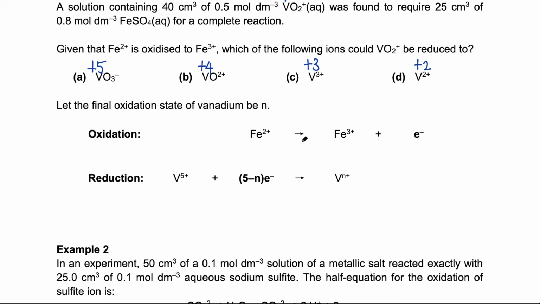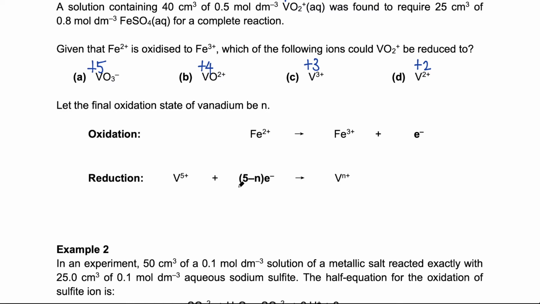So we construct half equations again. Iron 2 is being oxidized to iron 3. This is our oxidation half equation. For the reduction reaction, I'm going to simplify it a little. I'm going to leave out the oxygen and just say that V5 plus, this is the starting oxidation state, must have gained a certain number of electrons to become Vn plus. So n is the final oxidation state of vanadium. If the final oxidation state is 4, then 5 minus 4 equals 1, so it must have gained 1 electron. So we set up an equation in this manner.